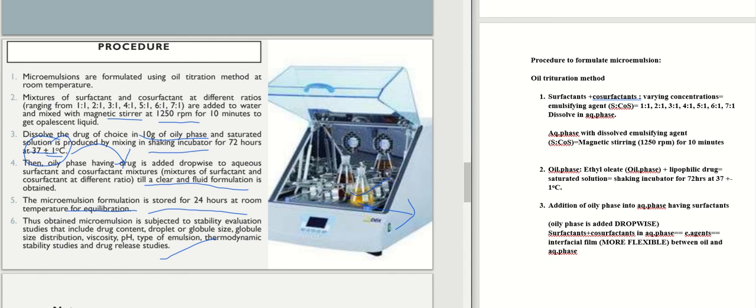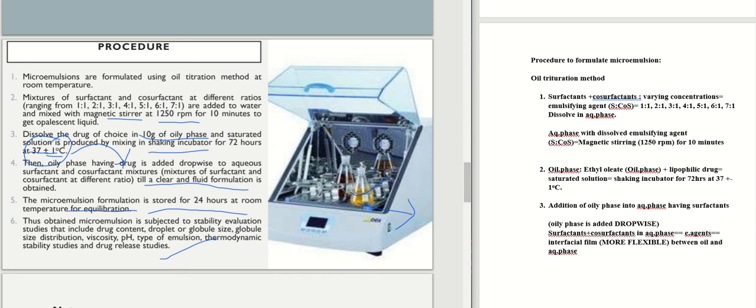For example, if we are supposed to prepare oil in water emulsion, during our evaluation study we need to observe whether the emulsion thus produced is oil in water or water in oil. We need to get the report as oil in water. Suppose if we get water in oil, it means some instability has occurred during its storage for 24 hours, and because of some thermal instability it might lead to phase inversion.